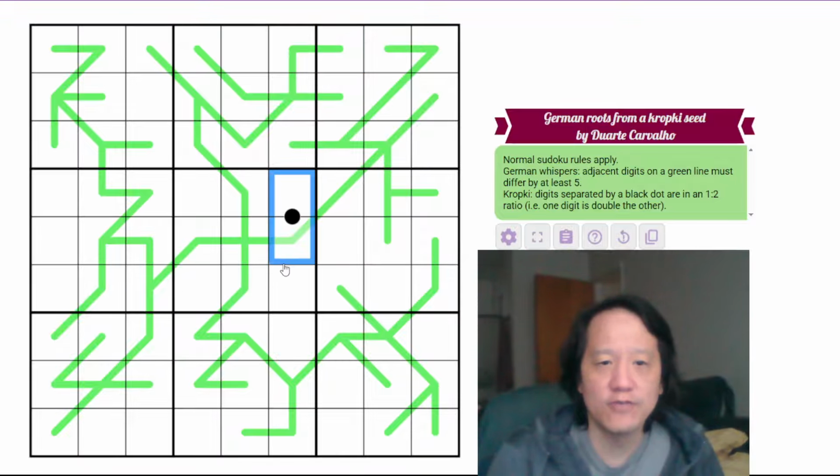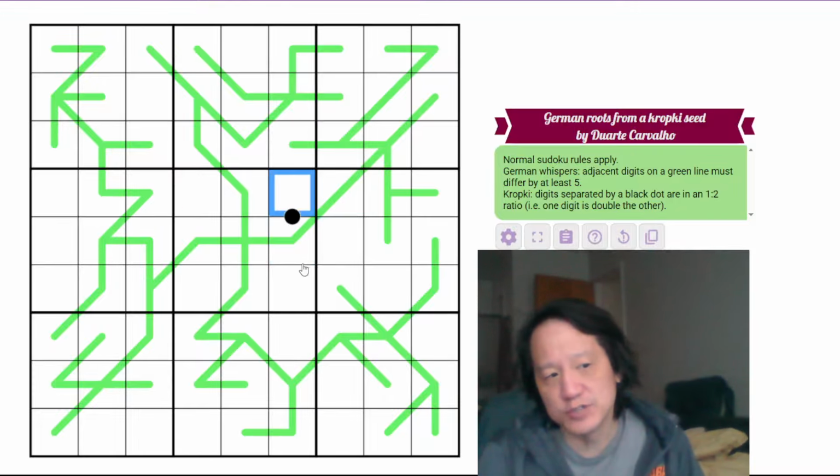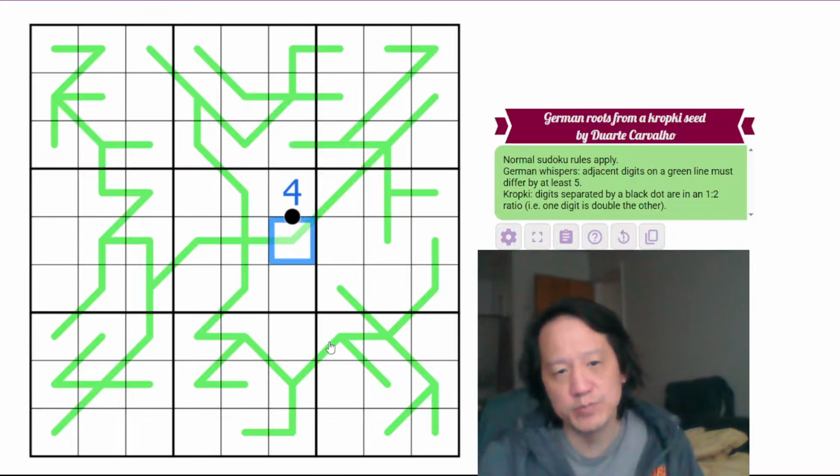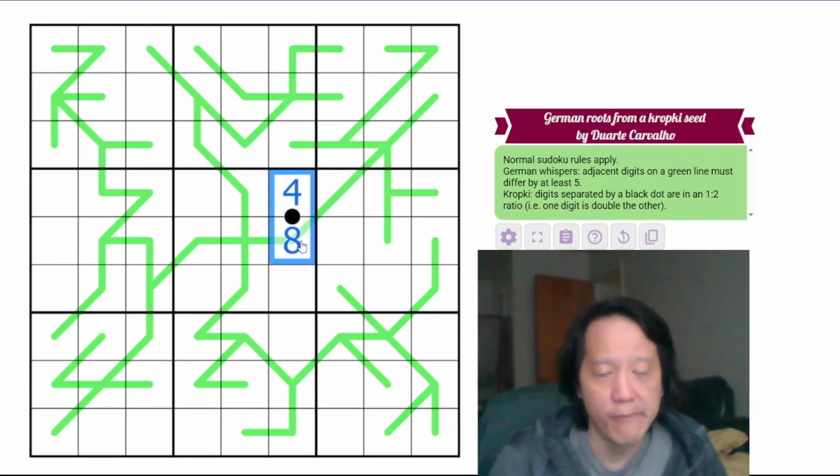We also have Kropki dots, where digits separated by a black dot are in a 1-to-2 ratio. That is, one digit is double the other. So, for example, if this were a 4, this would have to be a 2 or an 8 to maintain the 1-to-2 ratio between them. And those are all the rules.